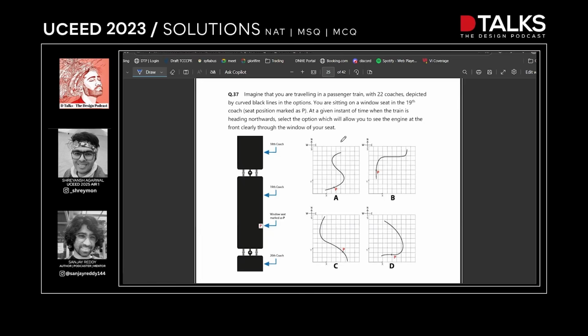So certain is we are going towards the north. That means the engines are over here. We want to see these dots from our train. And we're sitting on the right side of the train. So in option A, right side, we see this. A is wrong. Option B, right side, we are able to see the front of the train, but not the engine. It will be blocked by this part of the train.